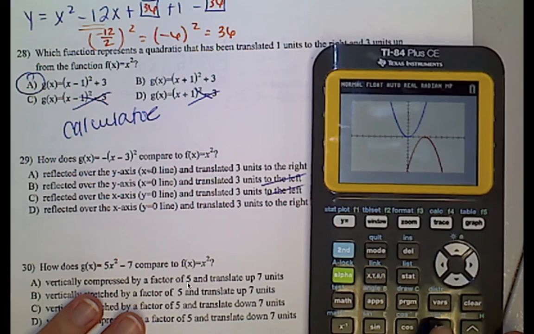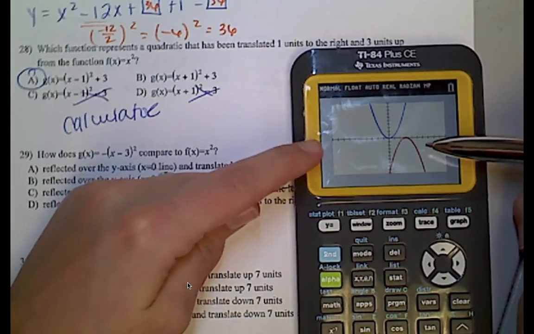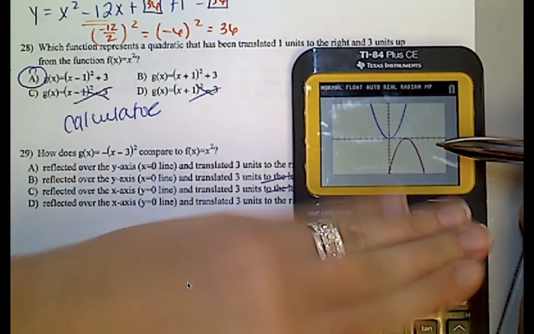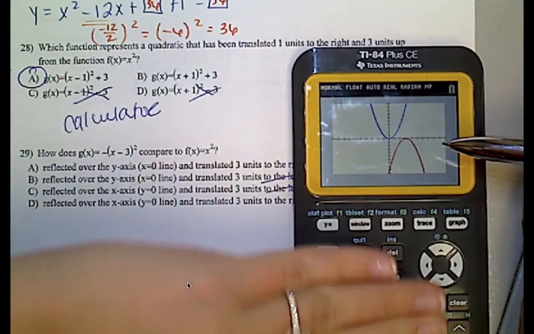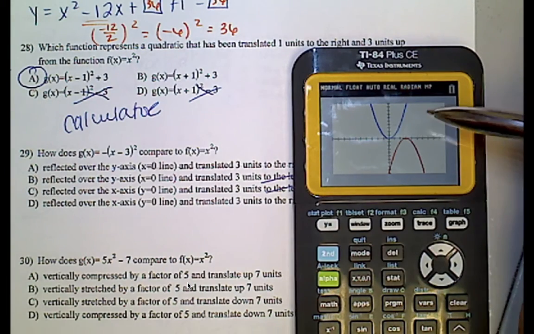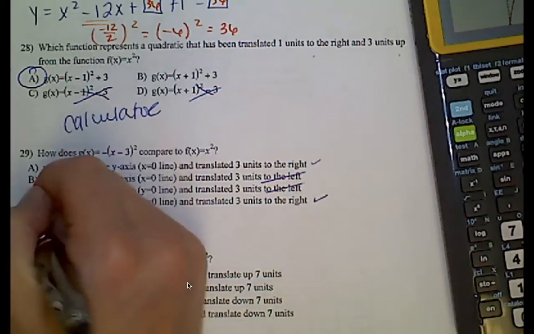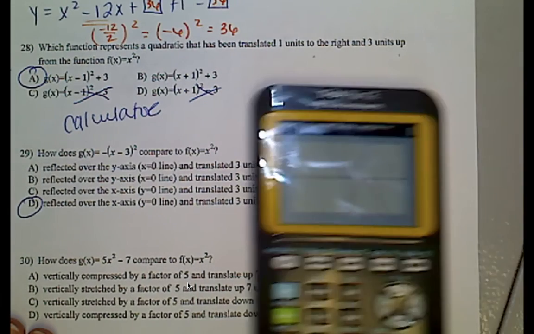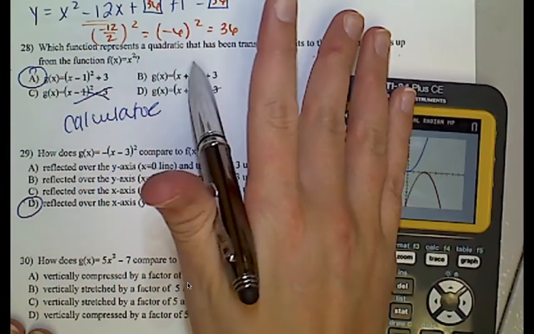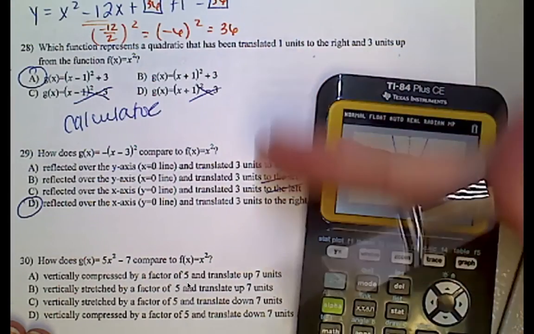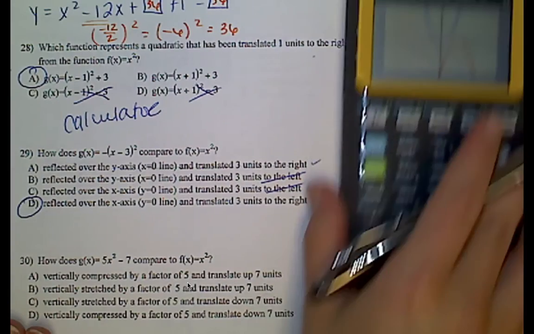And then it wants to know which one got reflected over. The x-axis in this case was my hinge. I went from here to here. So that's the one I got reflected over, the x-axis. So it's answer choice D. If it got reflected over the y-axis, it would have been going from here to here. But it got reflected from here to there. So that's what tells you that.